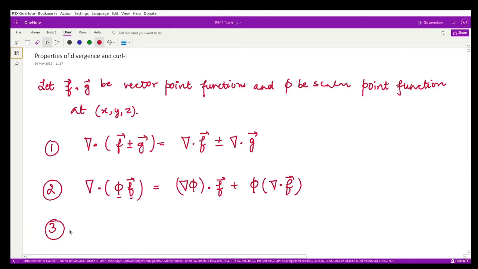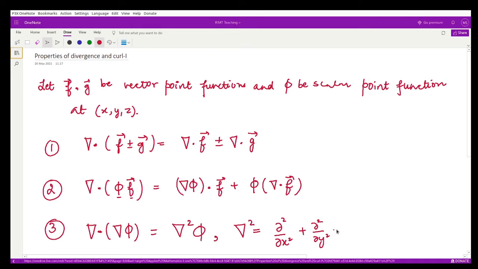The third property is that whenever you take the divergence of the gradient of phi, this is equal to del square phi. Now this del square is another operator, defined in terms of double derivatives: del square by del x square plus del square by del y square plus del square by del z square, and this is known as the Laplacian operator. This operator is very useful in many applications.